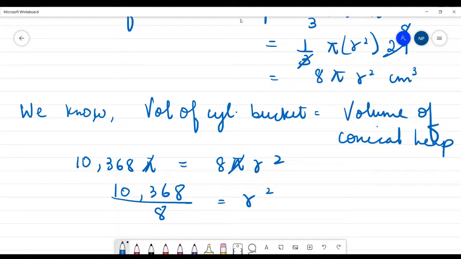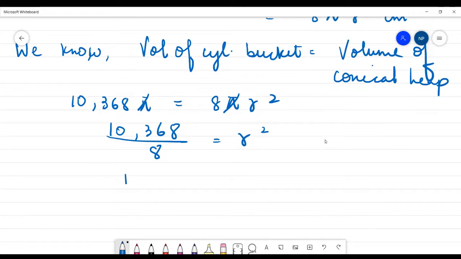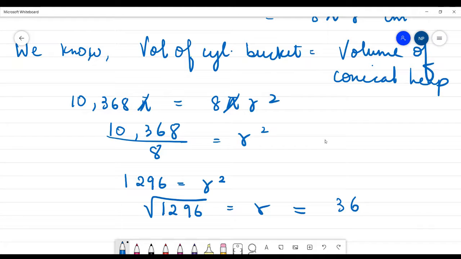10,368 divided by 8, we will get the answer as 1296 equals r square. So when this is solved, we will be left with r equals square root of 1296. That means the value of 36. 1296 square root is 36 centimeter. Now we have the radius of the cone.